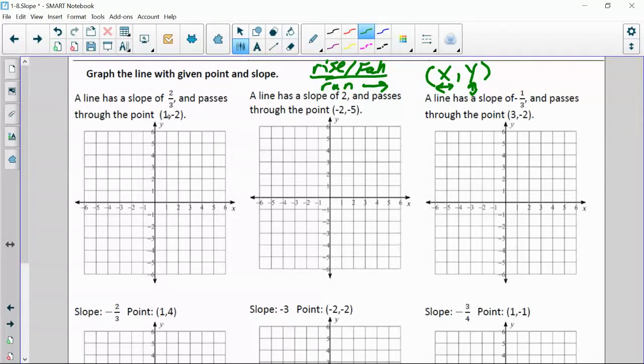Okay, so looking at our first one, we want to go over to 1, but down to 2. That's our first point. Okay, my slope is 2/3. So that means with 2/3, I'm going up 2 and I'm going to run 3. Because we want to rise 2 because it's a positive number, and then we always go to the right. So from that same point, I go 1, 2, and we're going to run 3. 1, 2, 3.